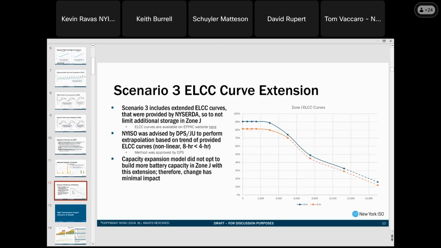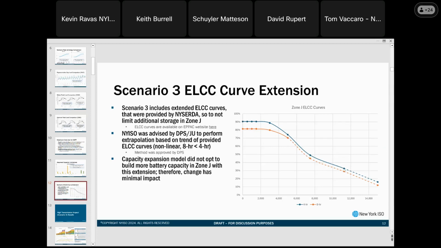And then one more additional key point on the assumptions is we were provided ELCC curves by NYSERDA, and this is showing Zone J ELCC curves for battery storage. The dark blue bar being the 4-hour battery storage, and the orange line being 8-hour battery storage. And if you're interested in these curves, by the way, they are available on the EPAC website, and you can have a look at those. But essentially, we found that in scenario 3, the model was actually building up to the endpoint of these curves. So let me also specify, the dark blue, the solid line, is what was provided for each of these. And we found that the battery storage was actually hitting these endpoints of the lines that was provided.